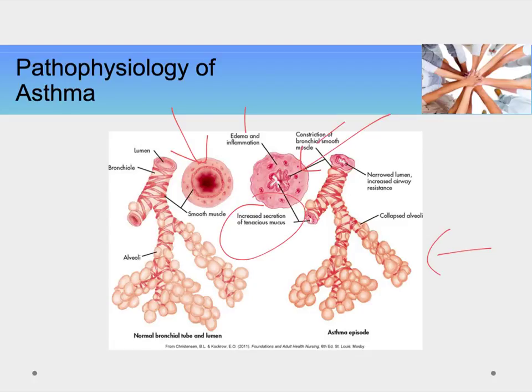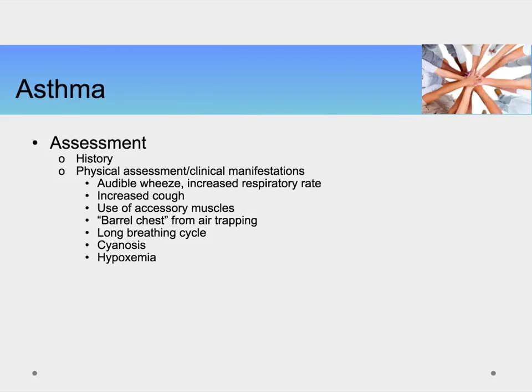Again, we mentioned this in the last slide, but this is some assessment, some signs and symptoms of a patient with asthma. That audible wheeze is a hallmark sign of an acute asthma exacerbation. Of course, the increased respiratory rate, because they're going to work harder. Now that they've got this constricted airway, they have to work harder to pull in that oxygen, because your body still needs oxygen. The cough is secondary to that inflammatory response.